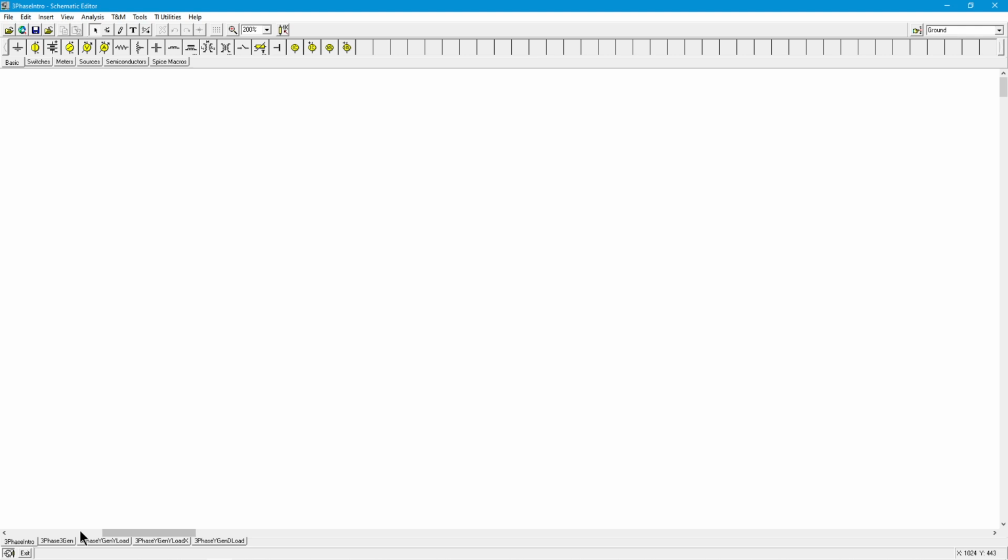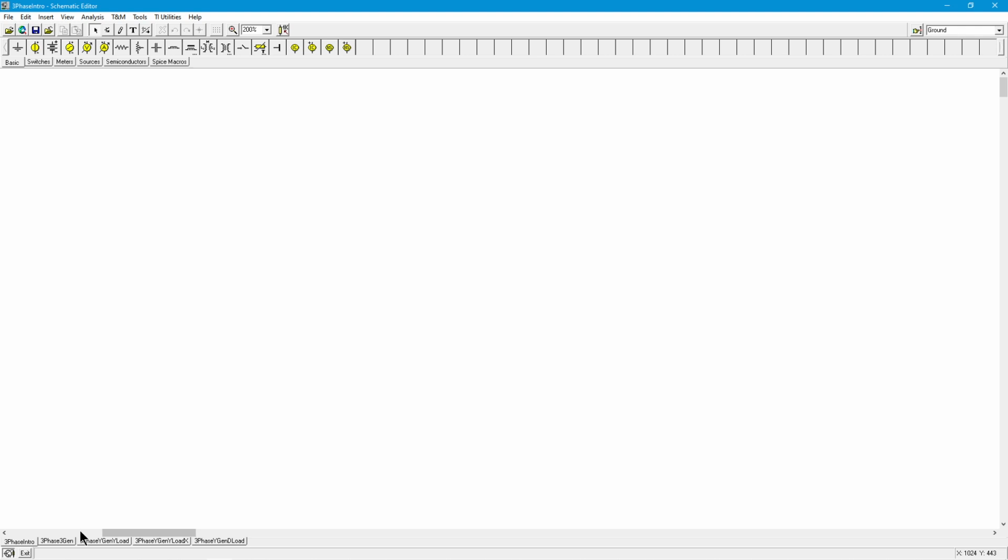So I'm going to use Tina TI here. There's some unique little things here. But like I said, with slight modifications, you'll be able to use pretty much any simulator, even if it doesn't have a three-phase generator.